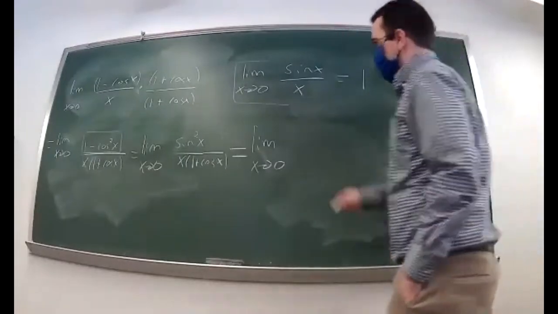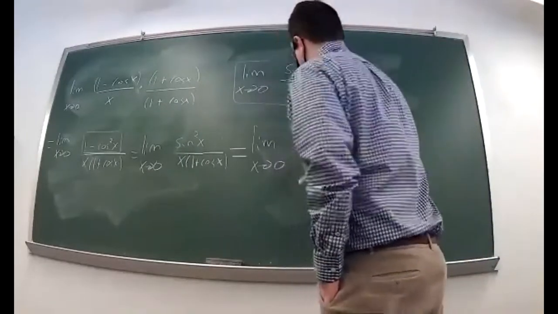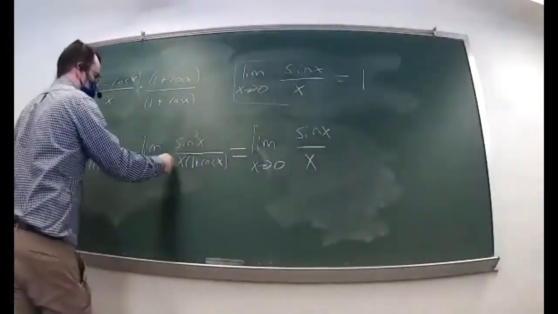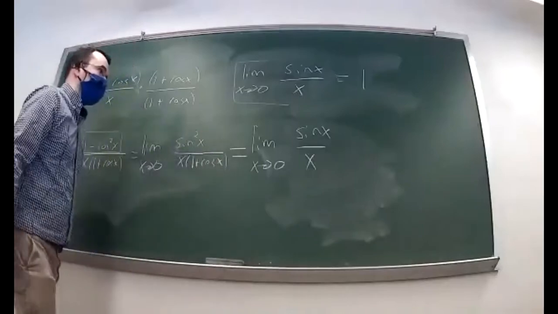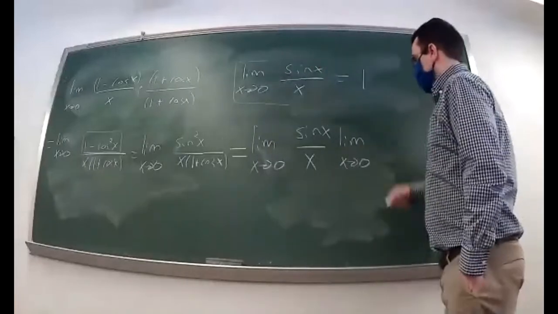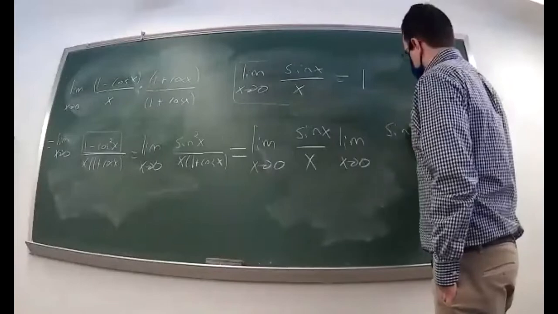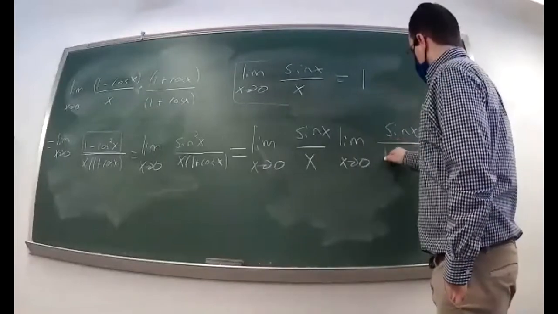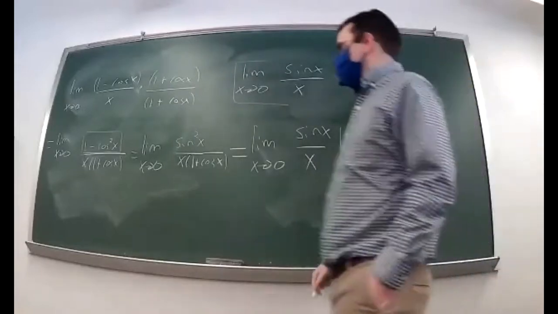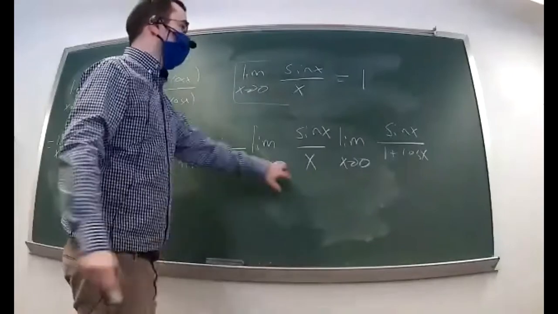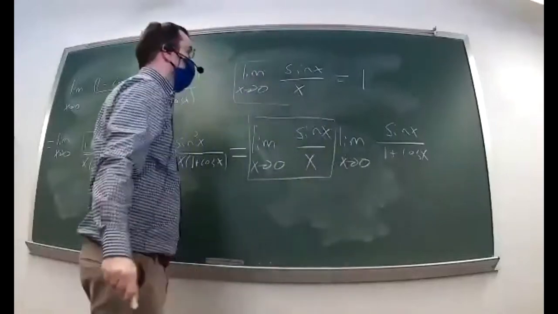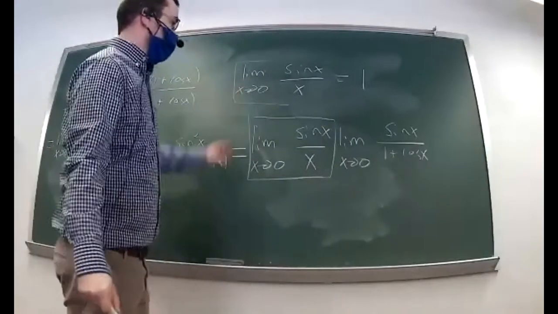as the limit as x goes to 0 of sine x over x. And here's the product limit law. So this is a product, sine x over x times sine x over 1 plus cosine x. That's going to be equal to the product of the limits. So sine x over x times sine x over 1 plus cosine x. So this equation will be true because of the product limit law so long as both of these limits exist. And this one is known to exist because from our previous work, it's equal to 1.